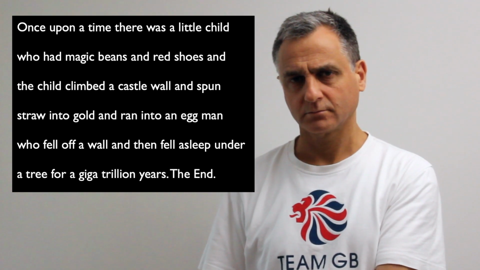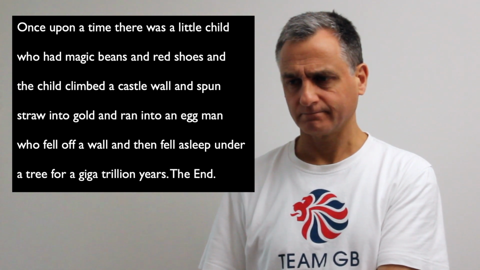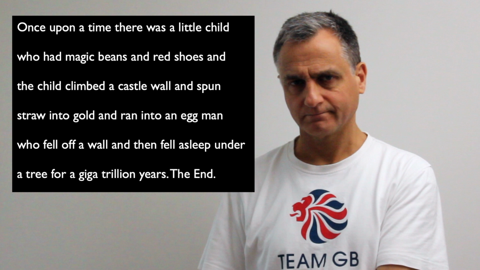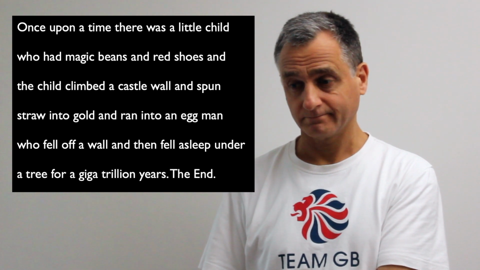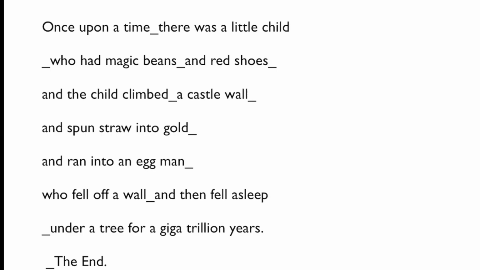Once upon a time there was a little child who had magic beans and red shoes. And the child climbed a castle wall and spun straw into gold, and ran into an Eggman who fell off a wall and then fell asleep under a tree for a gigatrillion years. The end.